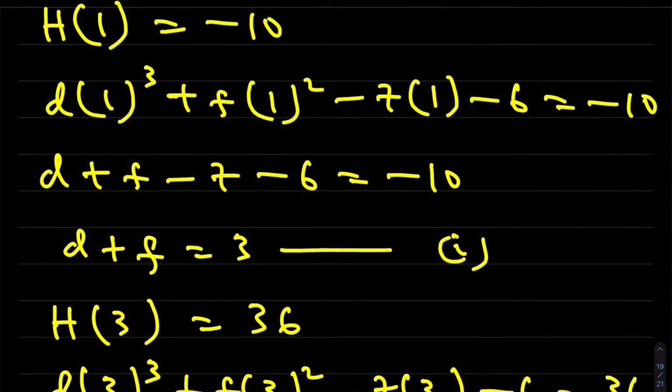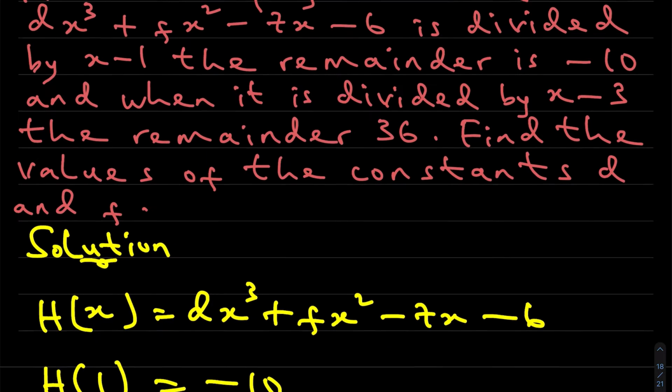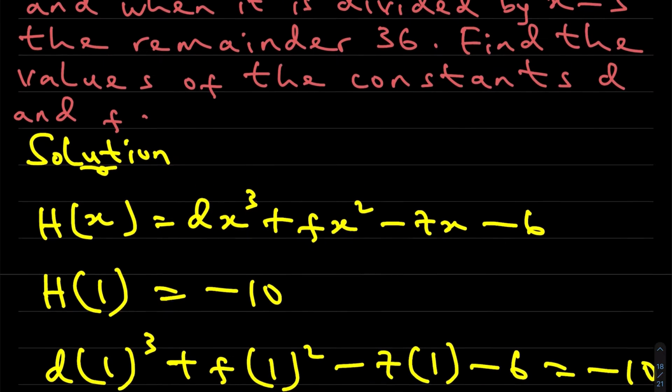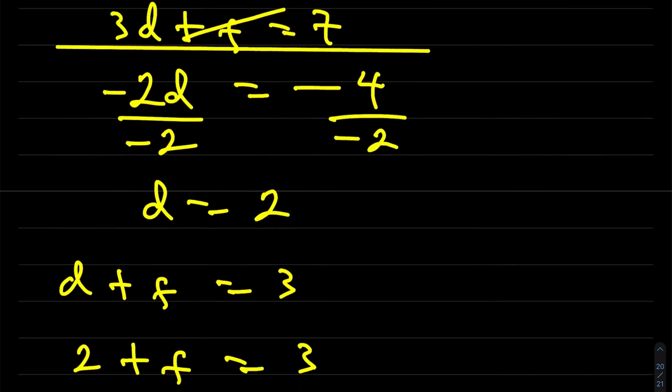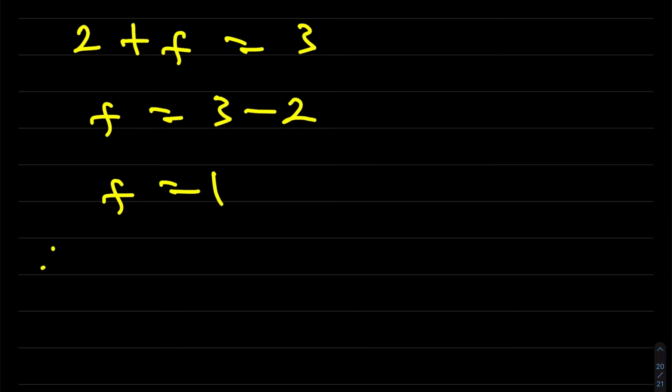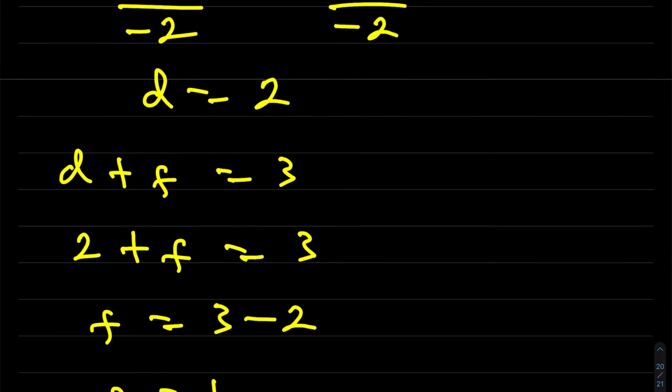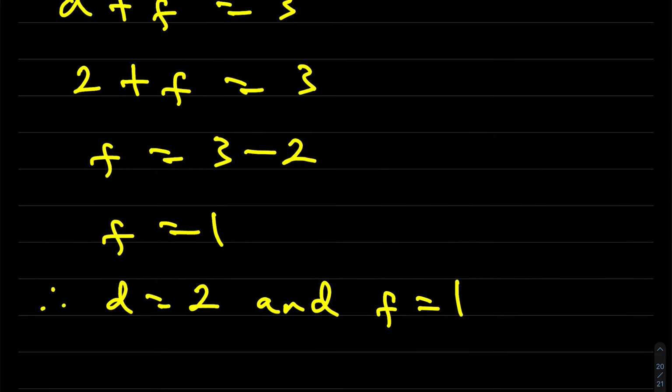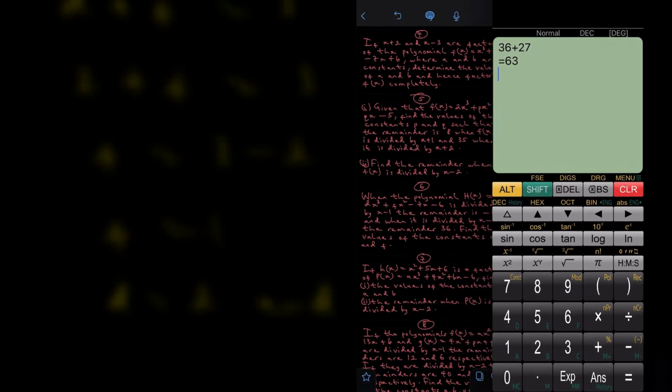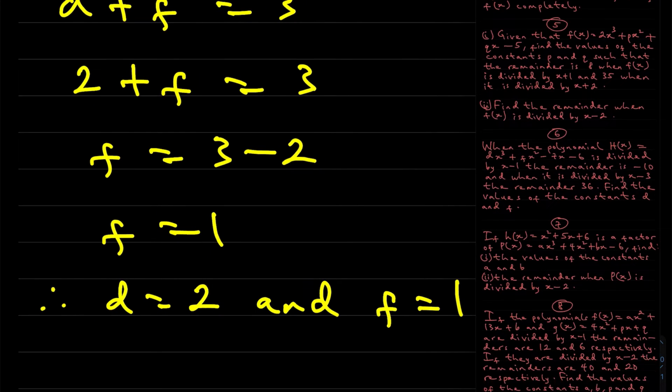Let's see, what's the question? Are we just to find the values of the constants d and f? Yeah, we're just finding the values of the constants d and f. So d equals 2 and f equals 1. And that answers the question very, very simply. Now we go straight to the next, which is number 7.